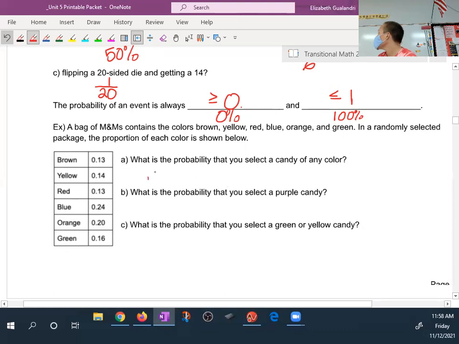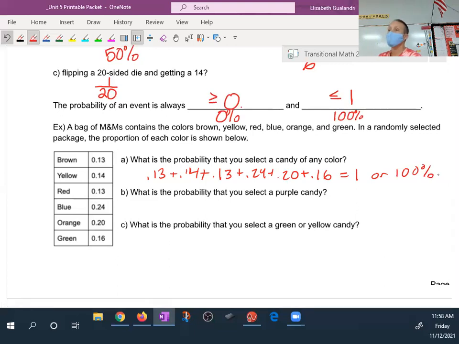If you want to look at it as adding 0.13 plus 0.24 plus 0.20 plus 0.16, it's going to give you 1, or 100%. But if you really read into this and say, it doesn't matter the color, I just want to select a candy, what's the probability of it being any color? It's 100%. What's the probability that you selected a purple candy? Good, 0. There are no purples out there.